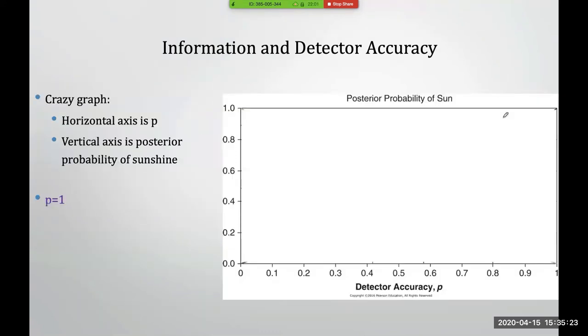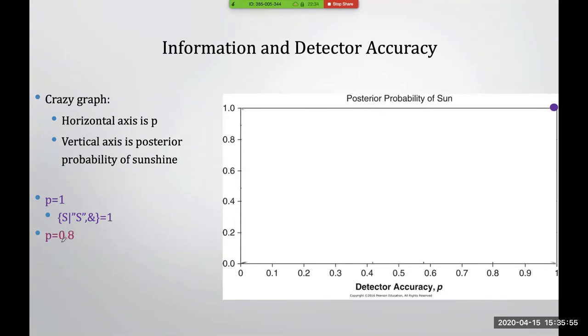And we've already calculated for P equal to 1, that probability is equal to 1. So we find that point. When P is equal to 1, go up, and the posterior probability is 1 over here. So that corresponds to this point.